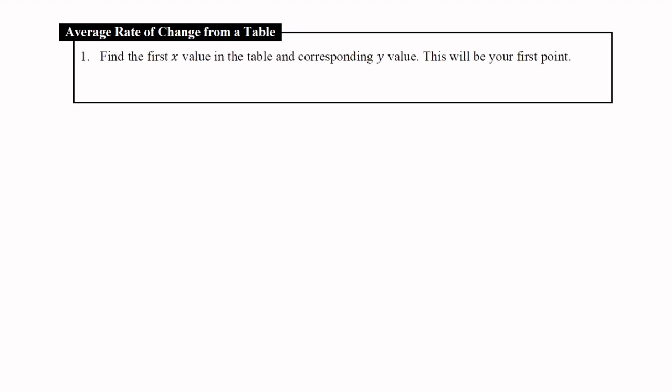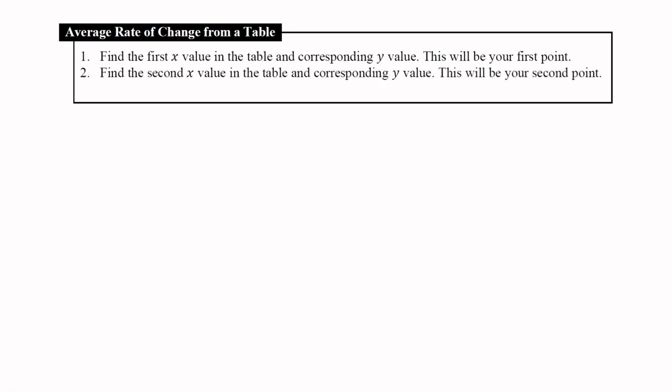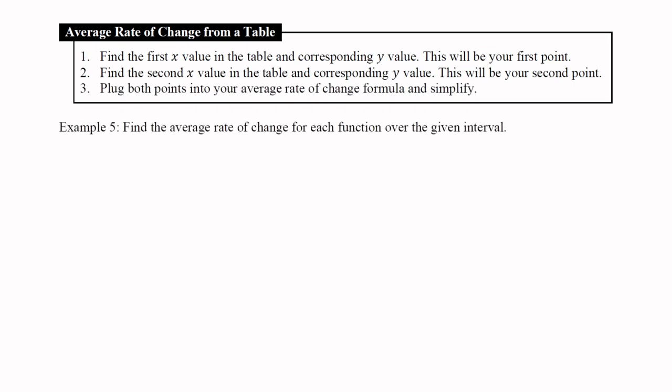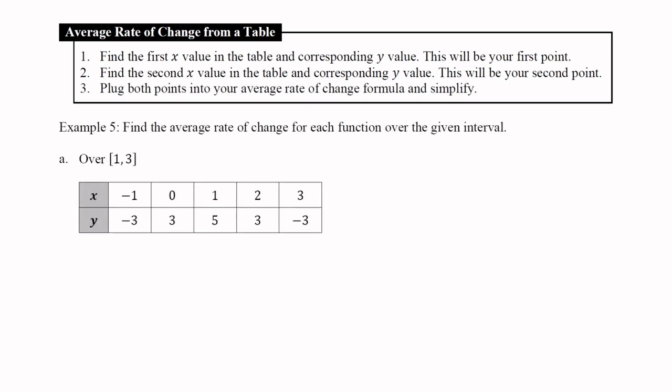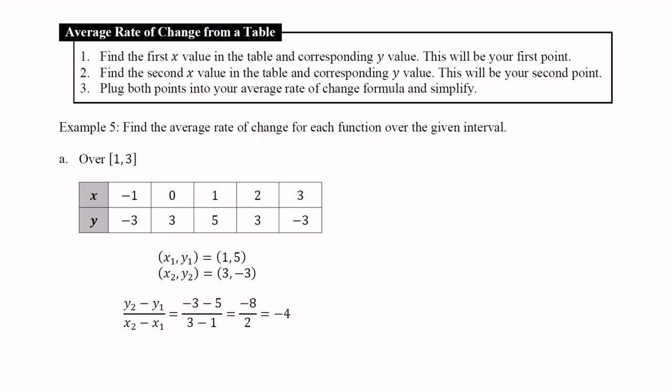Finally, the easiest of all is to find the average rate of change from a table. Find the first x value in the table and the corresponding y value. Find the second x value and corresponding y, and then plug them into your average rate of change. So for this table, over the interval of 1 to 3, you're going to find that when x is 1, y is 5. When x is 3, y is negative 3. Just read it straight from the table. Plug in those values, and you get negative 4.